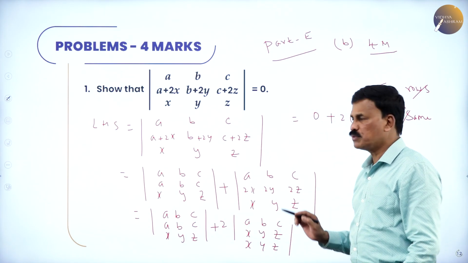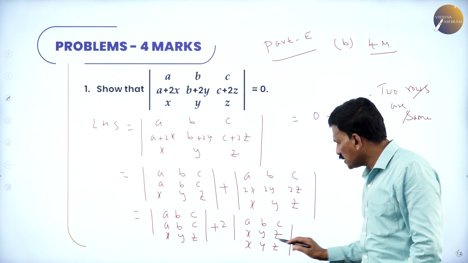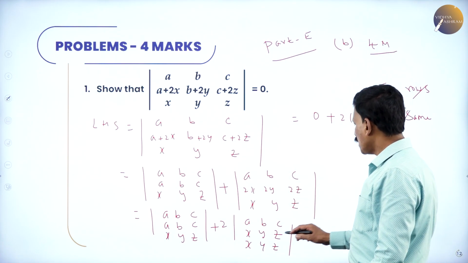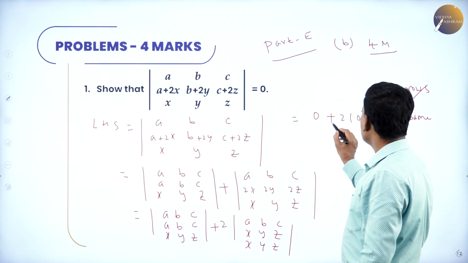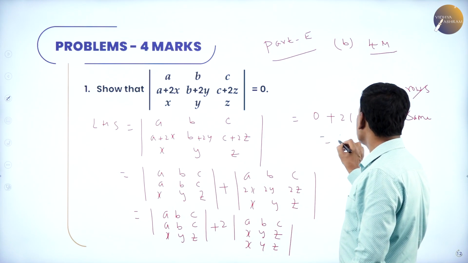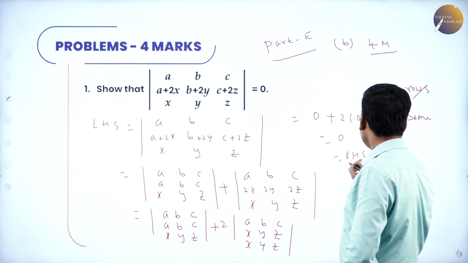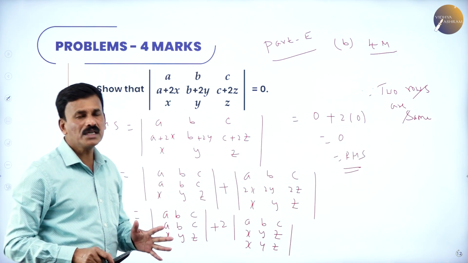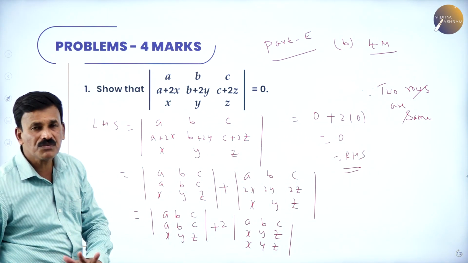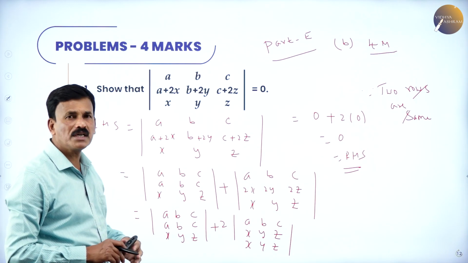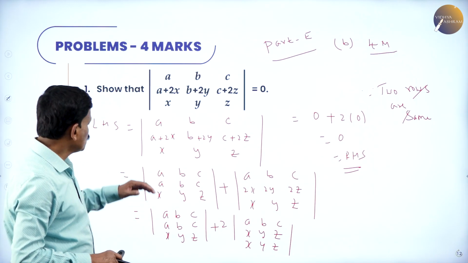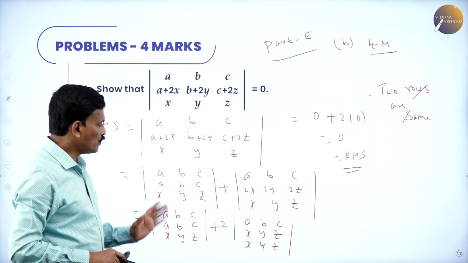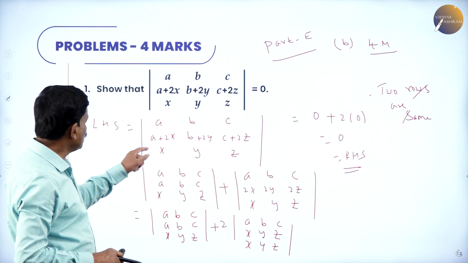A, B, C, two rows are same, therefore it is 0. Here, second row and third row are same, therefore this is 0. 0 plus 2 into 0 is 0. This is equal to 0, the required RHS. That's it. So, just convert the given problem into the simplest forms and apply the properties.